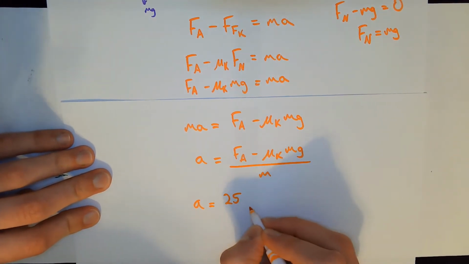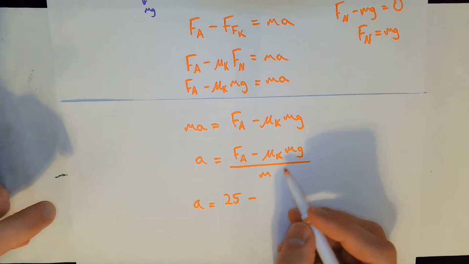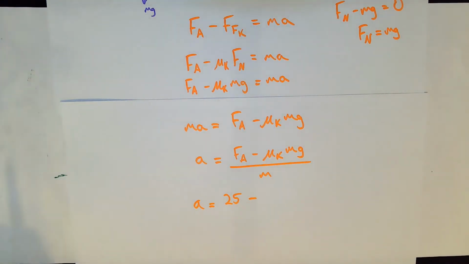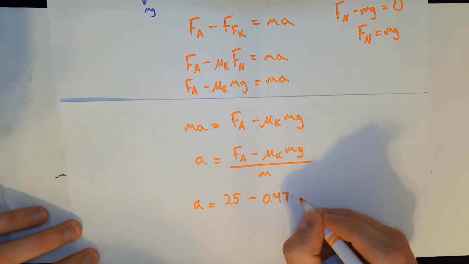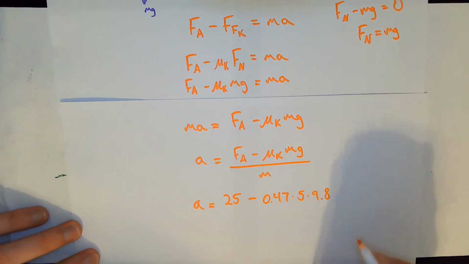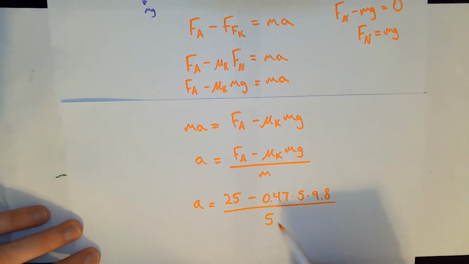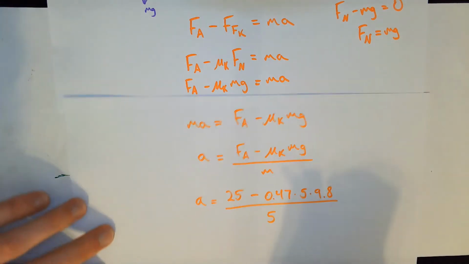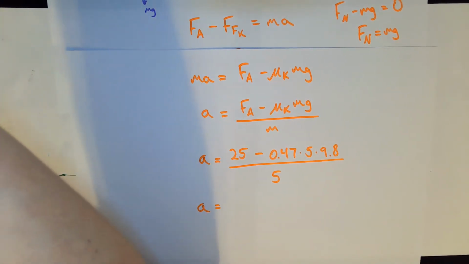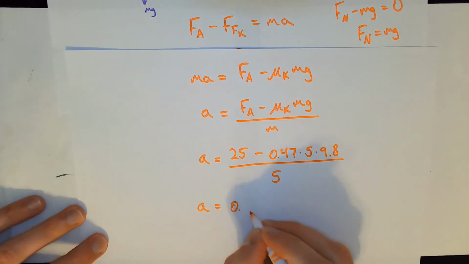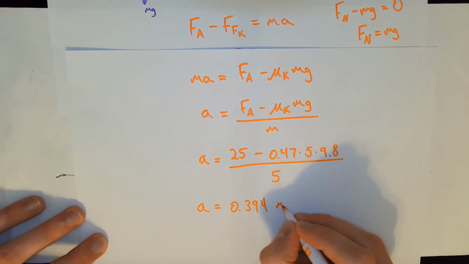F_A was straight up given as 25 newtons. Kinetic friction, well, it's the same surface, so whatever it was last time, 0.47, times mass of 5 times 9.8 for gravity, all divided by mass of 5. So I'm getting an acceleration of 25 divided by 5, minus that, which is 0.3944 meters per second squared.